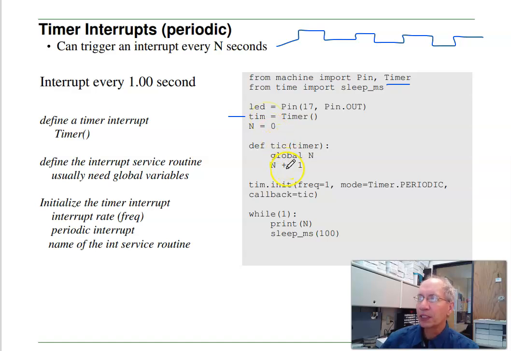The interrupt service routine, every time 1 second elapses, I'm going to increment a global variable. This initializes the timer interrupt. This is Tim is an interrupt. I'm going to initialize it as a timer interrupt. The frequency is 1 Hertz. It's a periodic interrupt, happens over and over again every second. And the interrupt service routine is called tick. Once again, the magic happens in the background. It looks like n isn't changing. In the background, once a second, tick gets called and n increases.